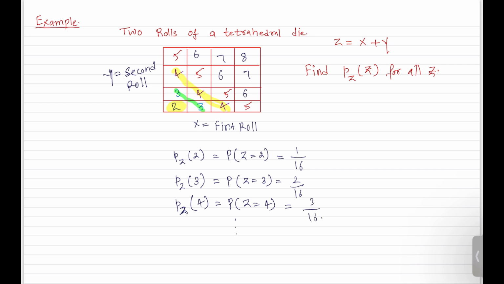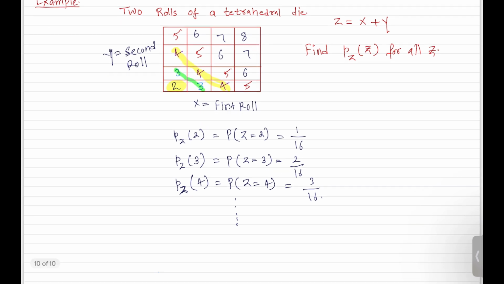Similarly, we can do this for all the values that random variable z can take. So z can take 2, 3, 4, 5, 6, 7, 8, right? And if we have to draw the probability distribution of this random variable z, we can do that. This PMF is nothing but the probability distribution of a random variable, right?